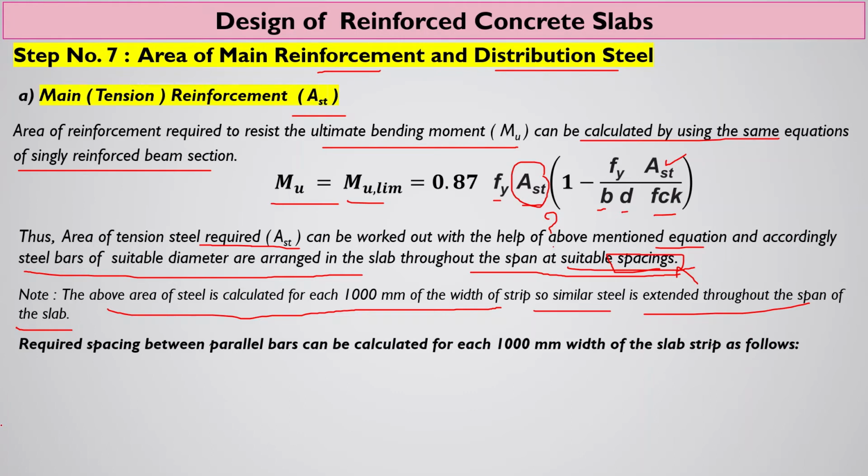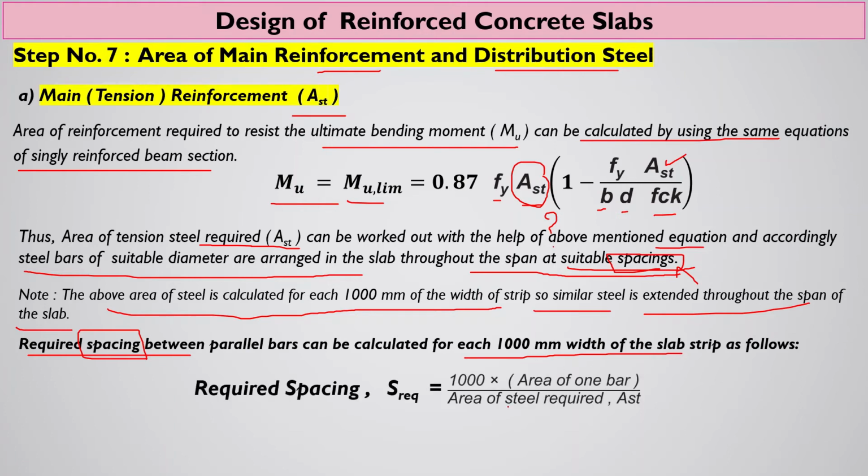Now, the required spacing between parallel bars. As I have told, our focus is on the spacing. So let us first check how much spacing is required, particularly for that strip which has a width of 1000 millimeter. So the required spacing, S required, you can get from this formula: 1000 into the area of 1 bar, where 1000 is the width of the strip, divided by the area of steel which is required, which you have already calculated in this step.